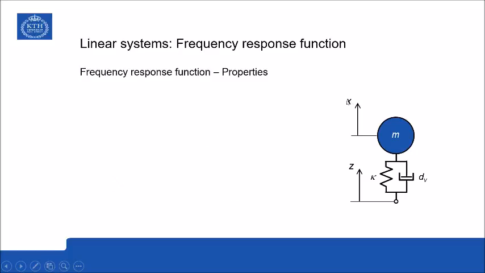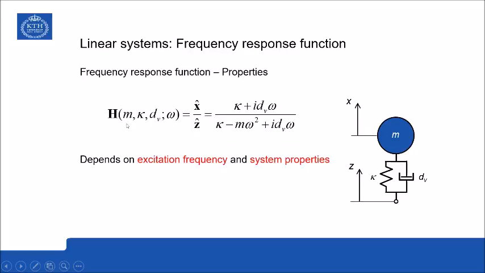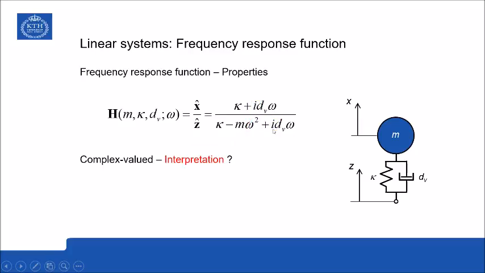So, what are the properties now of this frequency response function? Well, first of all, you can see here that the frequency response function is a function of the system properties and the excitation angular frequency. So the size, the amplitude of the excitation is not part of this frequency response function. So it depends on the excitation frequency and the system properties, nothing else. Also, we find the imaginary unit here in two places in this case. So that means that the frequency response function is complex valued.